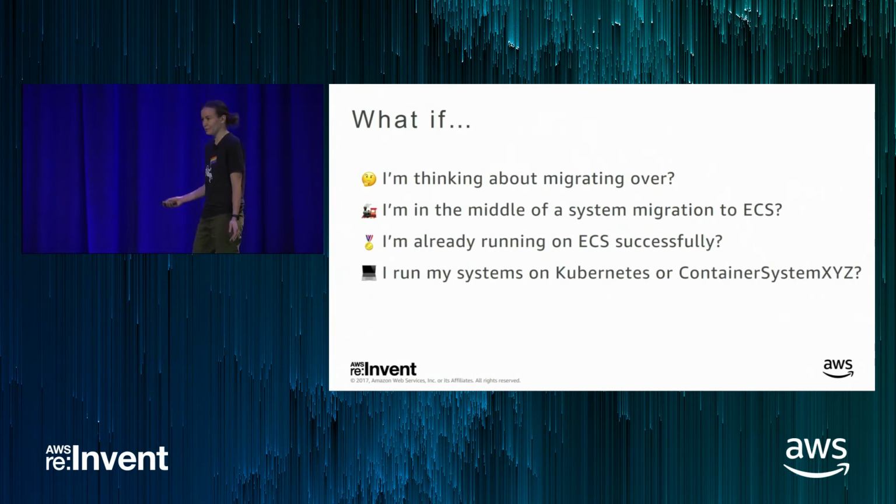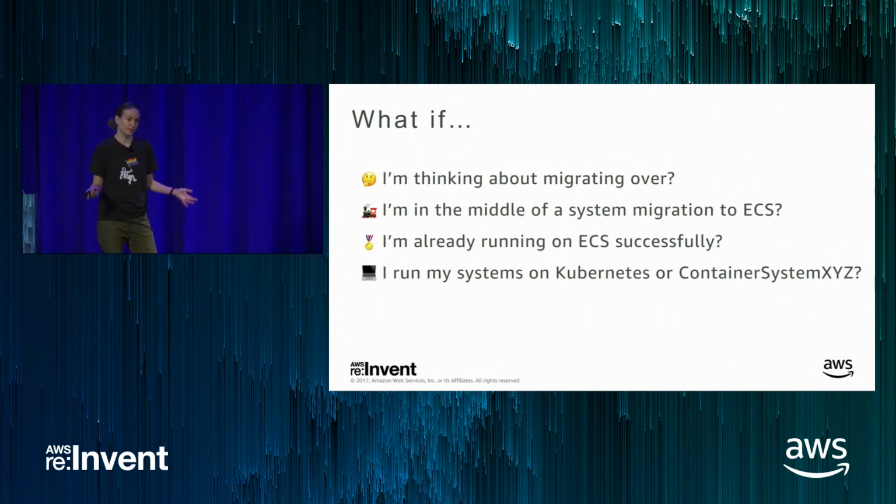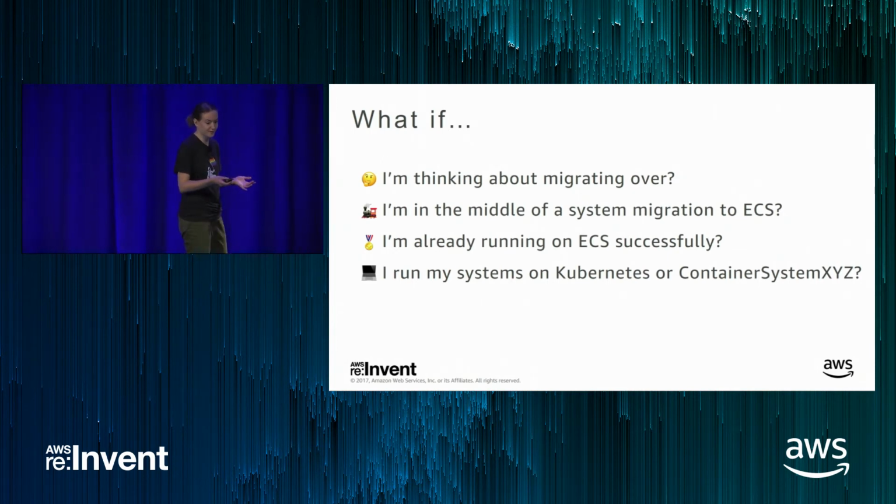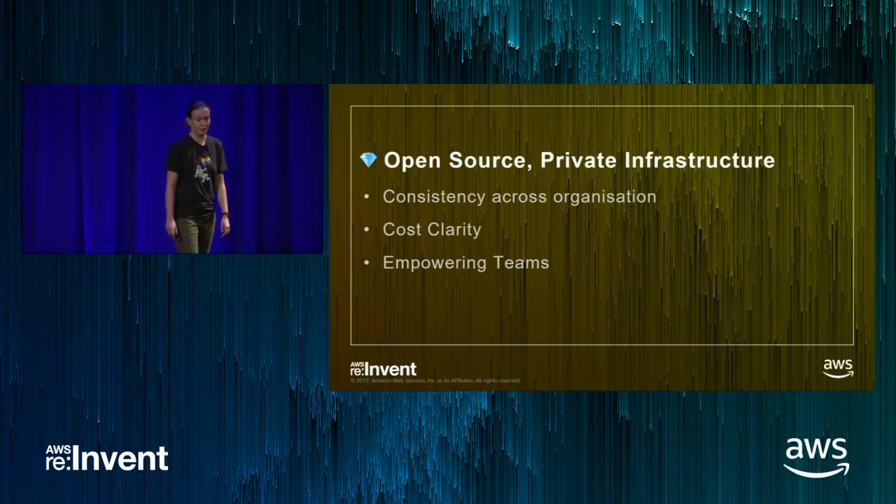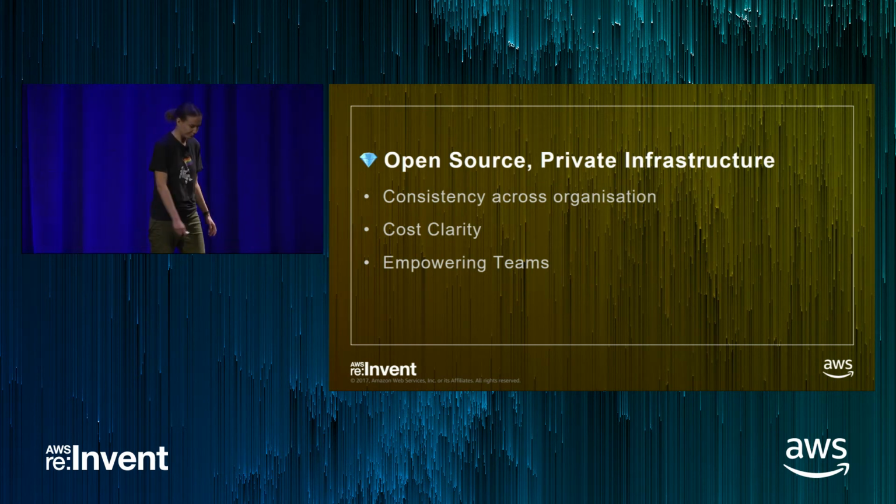I want you to have some things to take away from today, even if you're just thinking about migrating to ECS, maybe you're in the middle of transferring your systems, you're already running on ECS successfully, or you're running your systems on Kubernetes or some other containerized infrastructure. All right, let's start out with the first one, open source and private infrastructure.